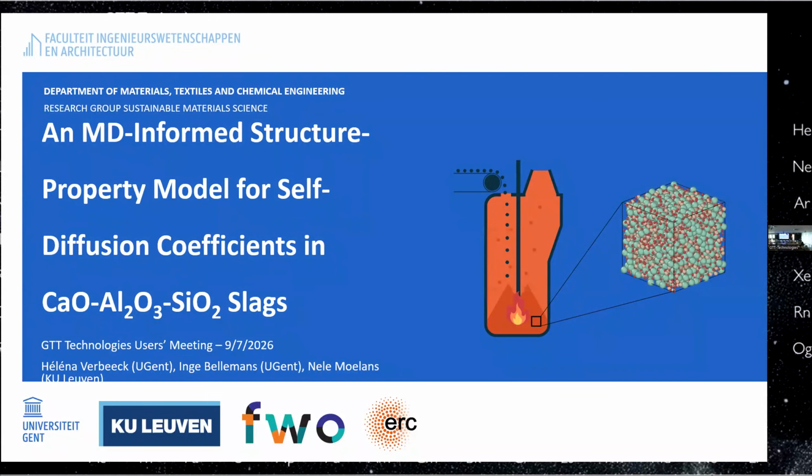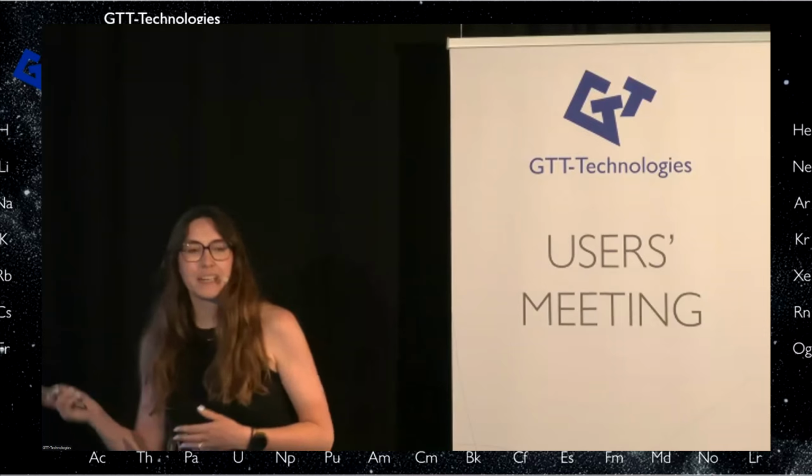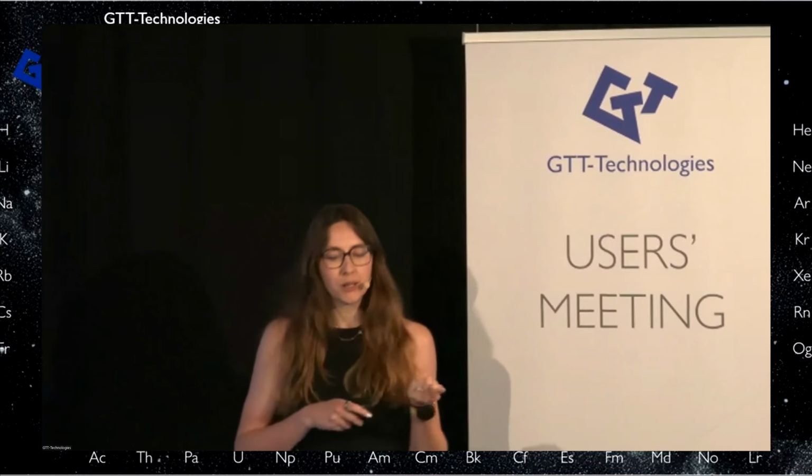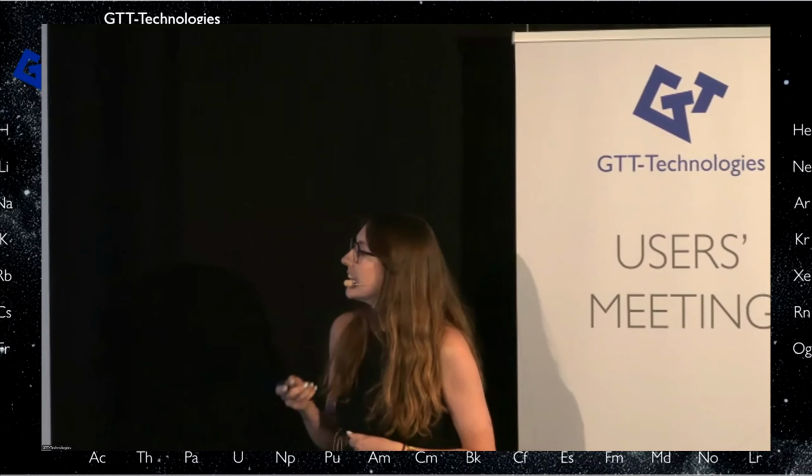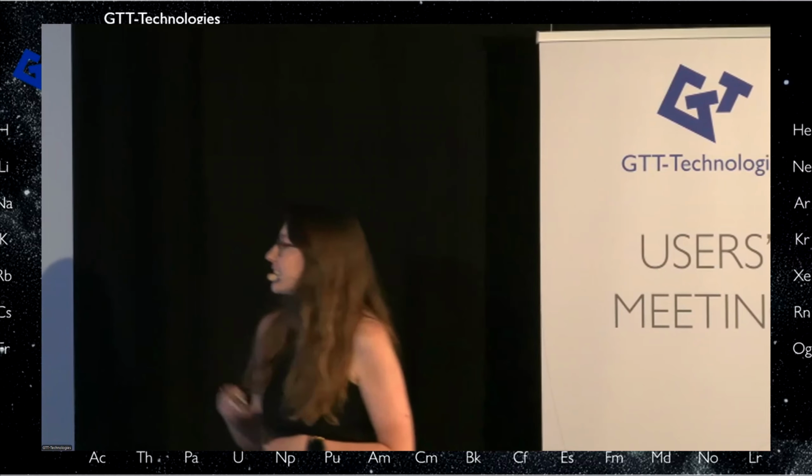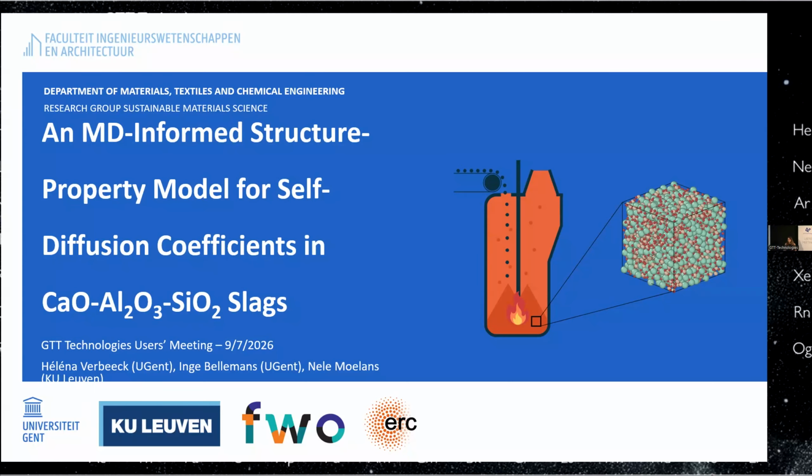Thank you. So my name is Héléna Verbeeck, and I'm now a postdoctoral researcher at Ghent University in the Sustainable Material Science team, led by Professor Kim Verbeeck and Professor Inge Bellemans. But this work on developing an MD-informed structure property model for self-diffusion coefficients in these ternary calcium oxide alumina silica slags actually started very much at the beginning of my PhD.